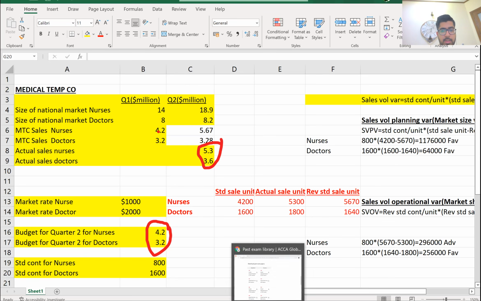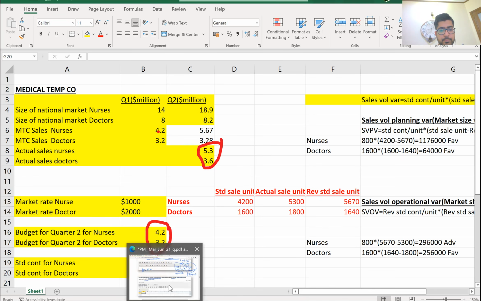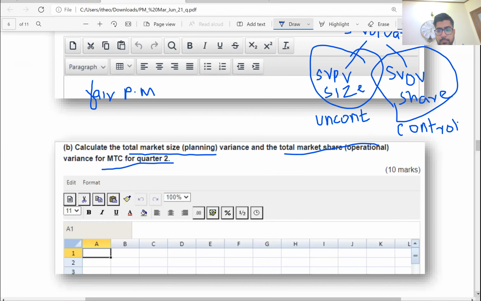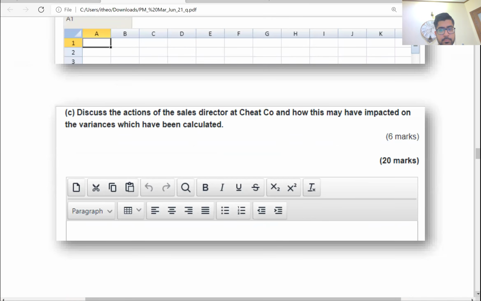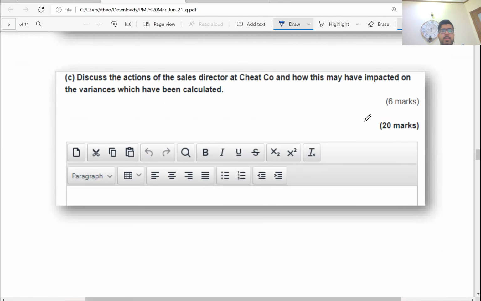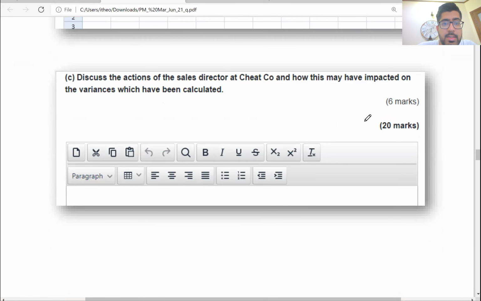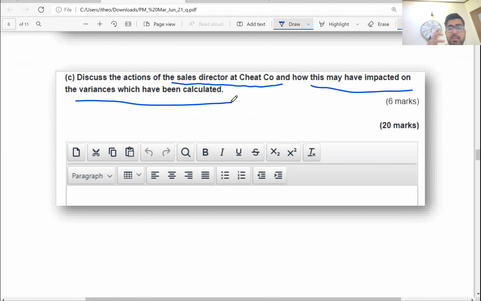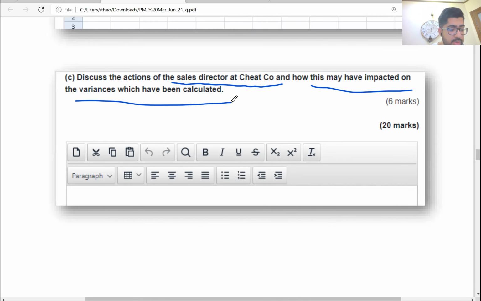Okay, now let's move towards part C of this question. It's a 6-mark requirement. Discuss the actions of the sales director at Cheat company and how this may have impacted the variances which he has calculated. Now there are 2 parts. Discuss the actions of the sales director at Cheat, and how this may have impacted the variances, how they affect the variances.